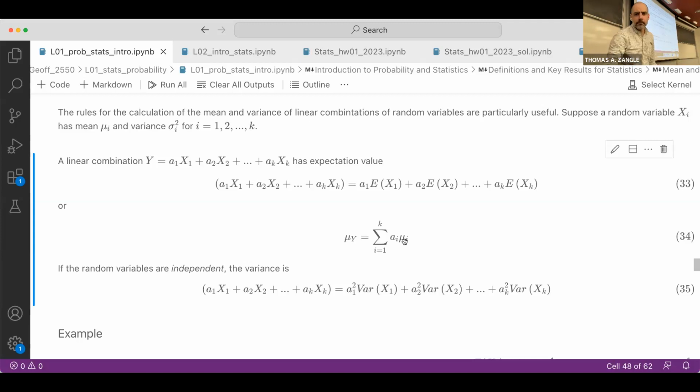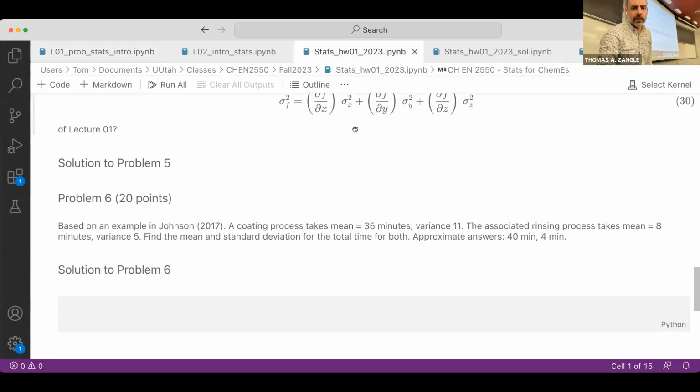Let's go back to the homework. If we look at the homework, we have the coding process, the mean is 35 minutes. The rinsing process, the mean is 8 minutes. So my total time is coding plus rinsing. And this is telling us that on average, the total time it takes to do one coding process plus one rinsing process is going to be, what do we get? 42. Okay. What if we had to do the rinsing process twice? What would we get? 50. Right. Then the weight for the rinsing process would be 2.